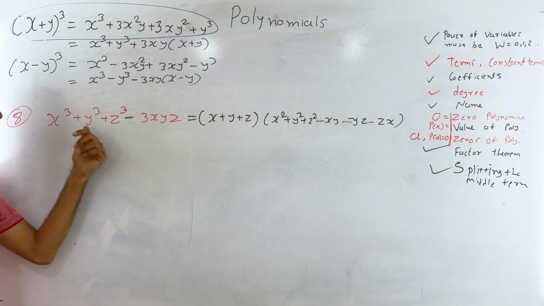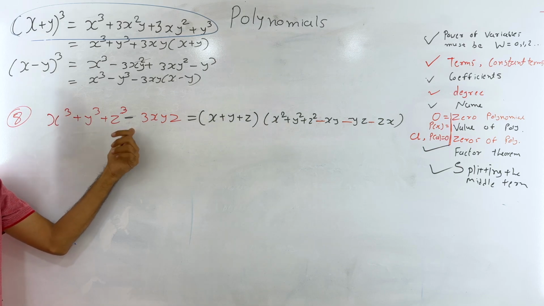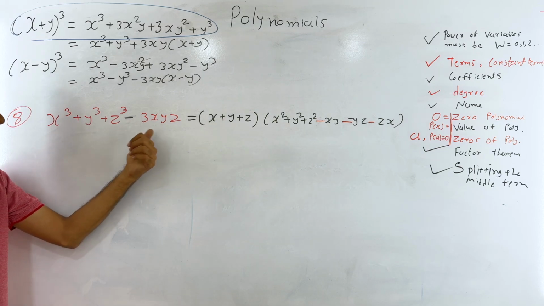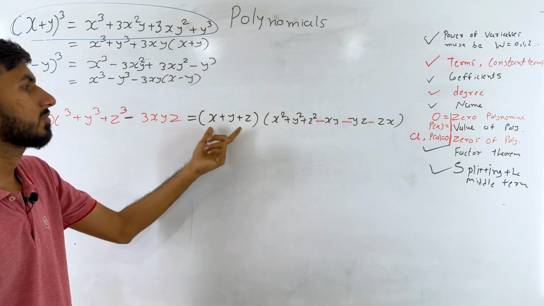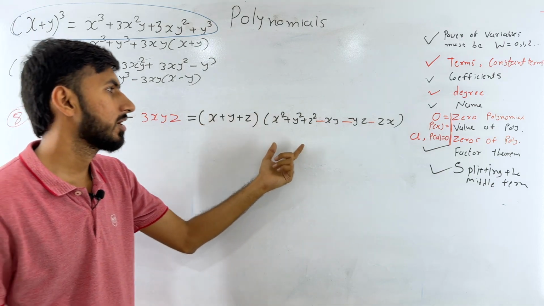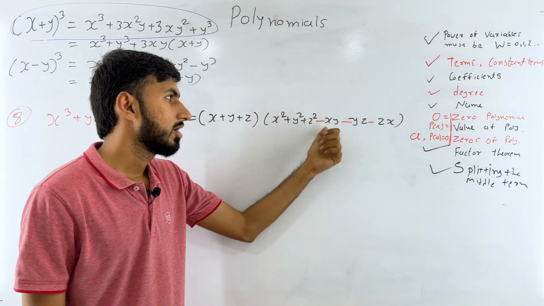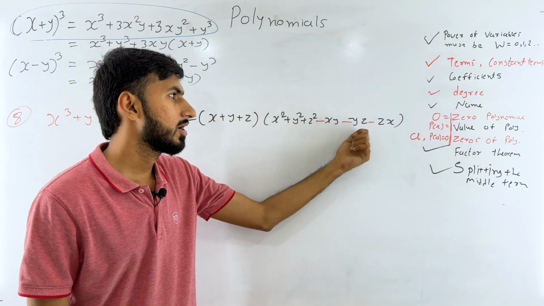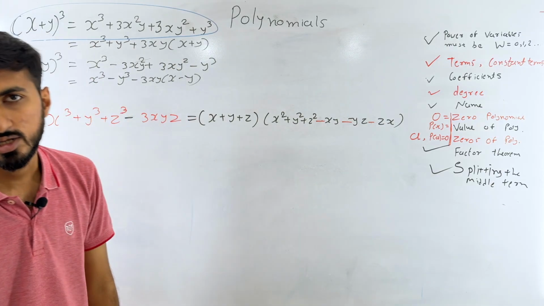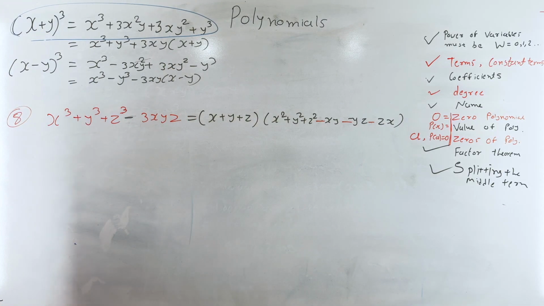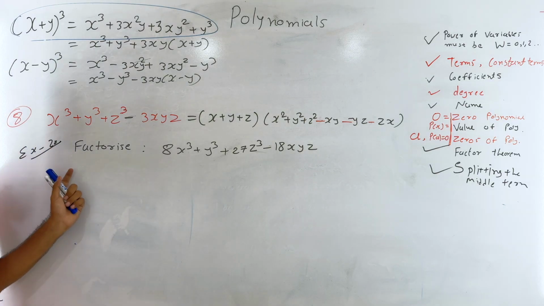x cube plus y cube plus z cube minus 3xyz is equal to (x plus y plus z) in one bracket, and in the second bracket x square plus y square plus z square minus xy minus yz and minus zx, right? So we will see an example related to this identity. Here we have our example number 20.